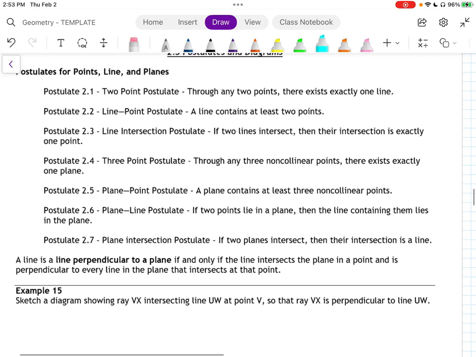All right. A line is perpendicular to a plane if and only if the line intersects the plane at one point and is perpendicular to every line in the plane that intersects at that point. So hopefully we can kind of see that one. You take your piece of paper and you hold your pencil straight up and down on it. Your pencil represents the line, and it would be perpendicular to the piece of paper, which would be the plane.